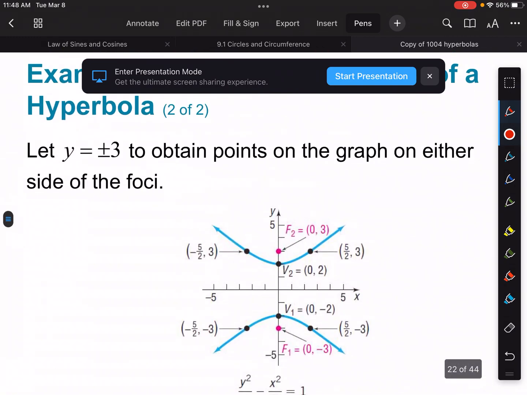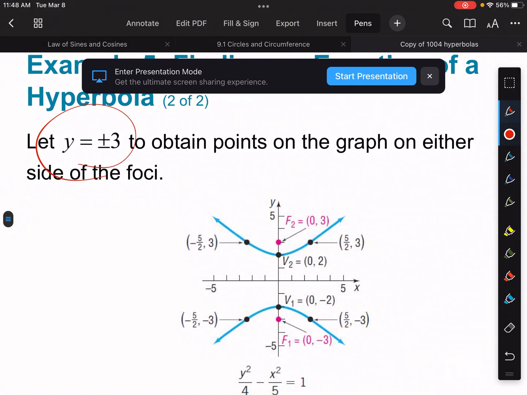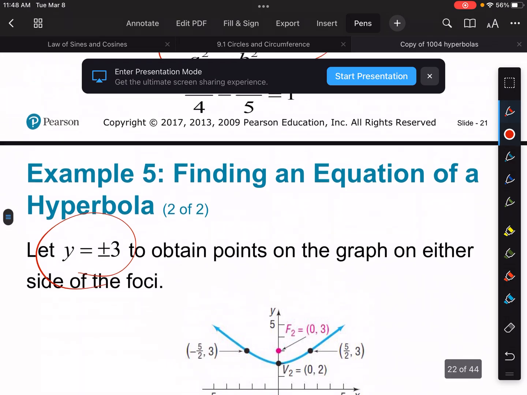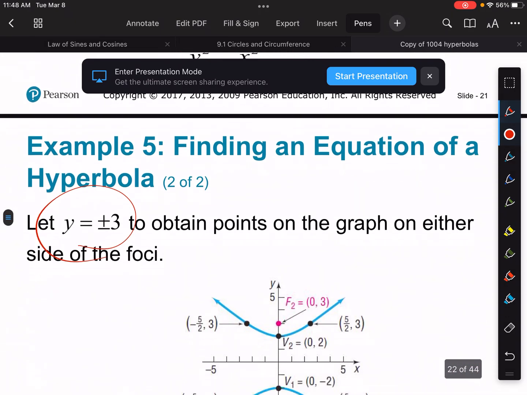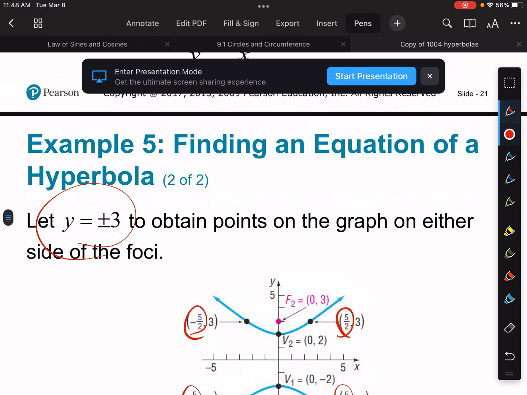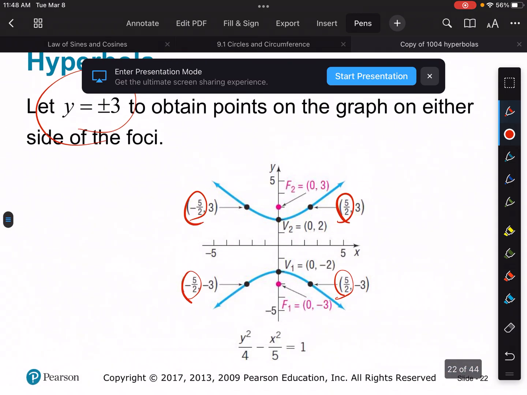All right, again, they plugged in the focus point to get exact values. So if you plug plus and minus 3 into our equation right here, they plugged that in for y and solved for x. When they did, they got 5 halves and negative 5 halves for both of these. Because there's a squared term, it's going to be the same for all of them, right? So feel free to plug things in.